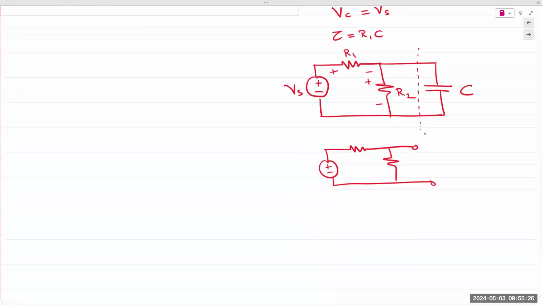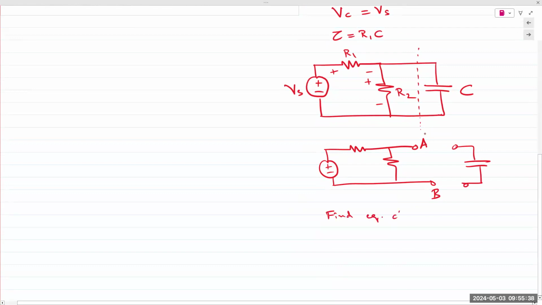Okay, so you have to remove the capacitor from your analysis. These become A and B, and you find the equivalent circuit between A and B. Okay. And so Vs would be different. And the voltage that is being applied to the capacitor will be the Thevenin equivalent voltage.